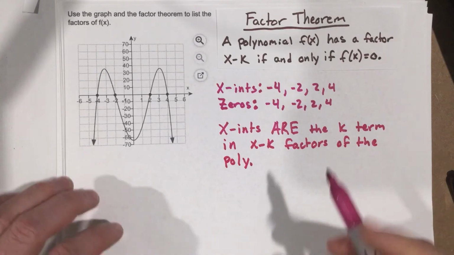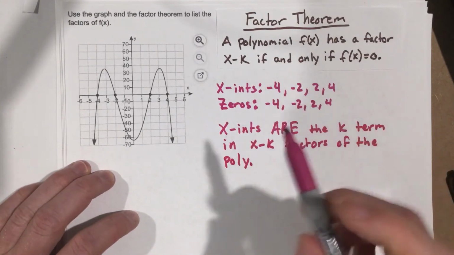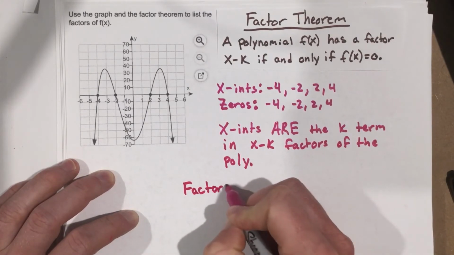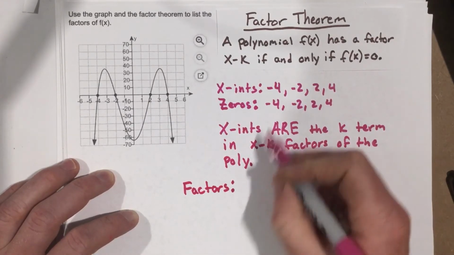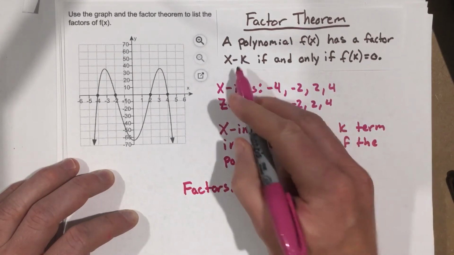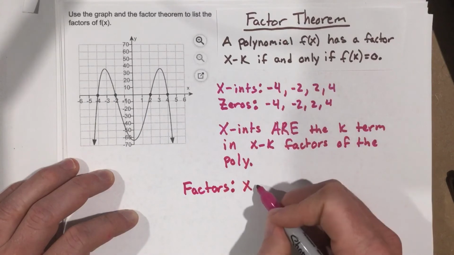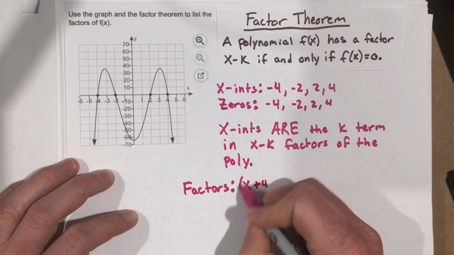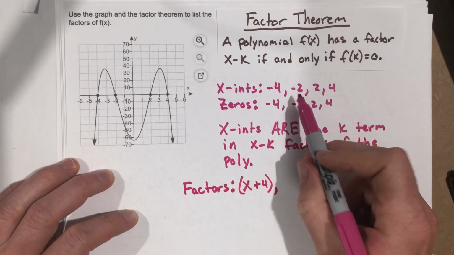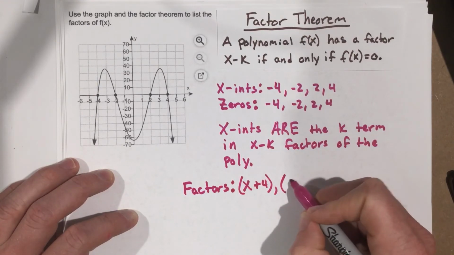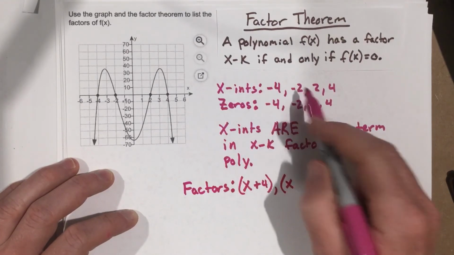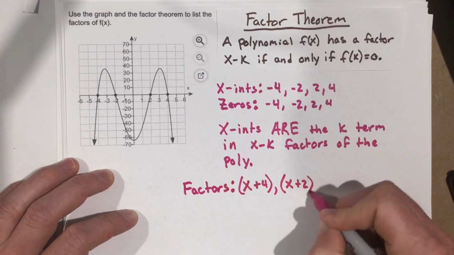Okay, so what does that mean? That means that one of my factors, so I'm going to write these out, factors, one of my factors is going to be, because my x-intercept is -4, x minus -4, which is x plus 4. So that's one factor. Another factor is going to be x minus -2, which is x plus 2.